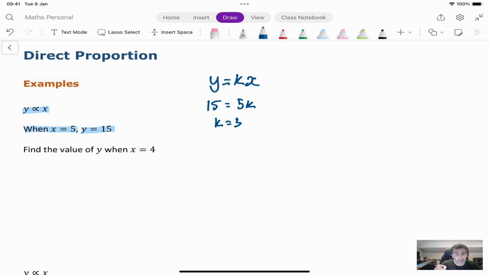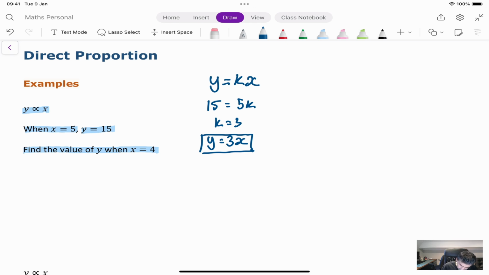So to work out my y, I would multiply my x by 3, because that value of k is 3. I'm going to substitute that into my original equation, and that tells me that y is equal to 3 times x. The k has been replaced with a 3 because I've now worked that out. That allows me to work out the last part of this question. I'm being asked to find the value of y when x is equal to 4. So I'm going to substitute x equals 4 into that equation, and that's going to help me work out what y is.